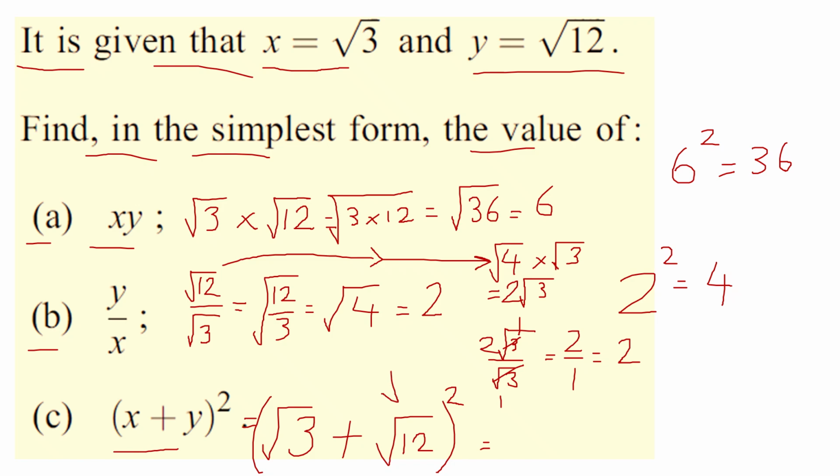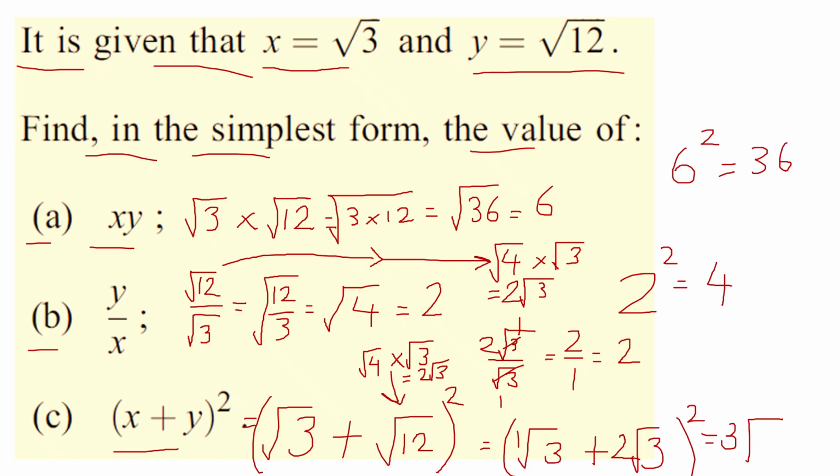So remember, root 12, we can write it as root 4 times root 3. We're looking for the biggest square number factor that goes into 12 cleanly. That's going to be 4. Root 4 is just 2, so we have 2 root 3. So now I can write it as root 3 plus 2 lots of root 3. I can now combine it, because now I have 1 root 3 plus 2 root 3, which is going to be 3 root 3, and I'm squaring that, so be very careful here.